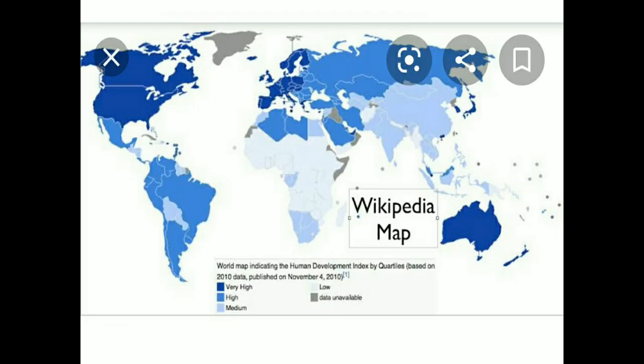Compared to India, there is a lighter color in the world, mostly seen in the African countries. All of those are very low, meaning the life expectancy of the people is also very low there. And the gray color means the data is unavailable, so no data is available from those countries. This shows the comparison of one country with another country.